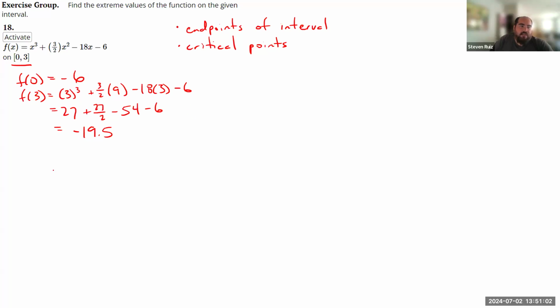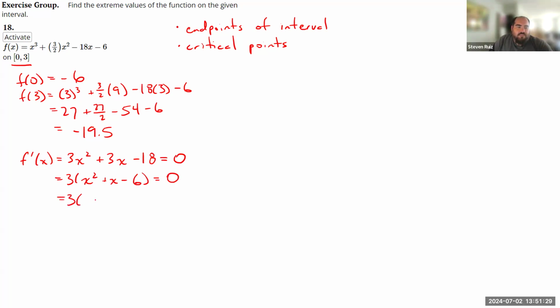Now let's find the critical points. The way we find critical values is by taking the derivative. So 3x squared plus 3x minus 18, setting that equal to 0. First thing I notice is that I can factor a 3 out of all these. So 3 times x squared plus x minus 6 equals 0. This quadratic factors to x minus 2, x plus 3 equals 0. And I get what two values? I get x equals 2 and -3, except I don't care what happens at x equals -3 because that's out of our interval.